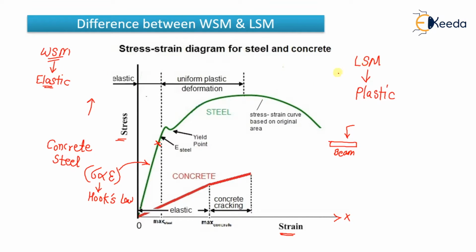And in LSM we go beyond this limit, we even go into the plastic zone. Here it is uniform plastic deformation, meaning the material will not regain its original shape and size after the removal of loading. So in case of limit state method of design, we go in which zone? The plastic zone also, up to this point or maybe any point. So that is your limit state method of design. That's why it is known as plastic design method.